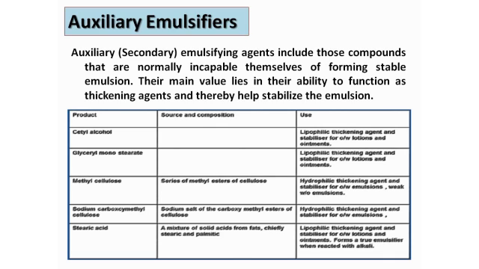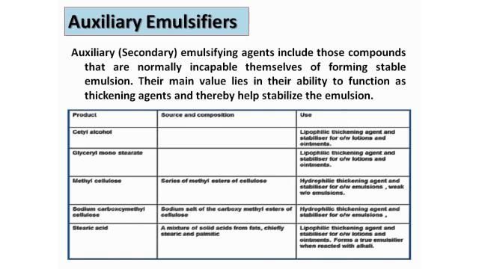The next one is methyl cellulose. Methyl cellulose is also used for oil in water type of emulsion and weak water in oil type of emulsion. Then we have SCMC, which means sodium carboxymethyl cellulose. This SCMC is also used as a stabilizer for oil in water type of emulsion.